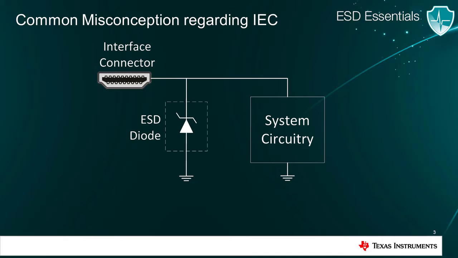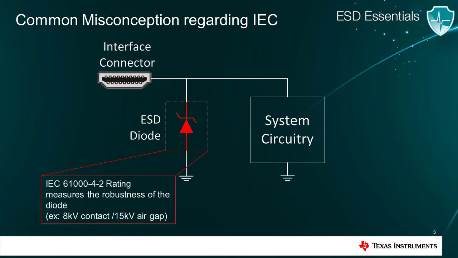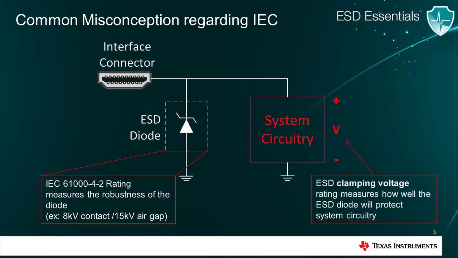In the last video, we covered the IEC 61000-4-2 rating and how it quantifies the robustness of the ESD diode itself. However, one common misconception is that the IEC rating of the diode guarantees protection of the entire system up to that IEC level, 8 kV, 15 kV for example. In reality, the IEC rating only shows what the diode itself will survive, while the clamping voltage of the diode will quantify what voltage system circuitry will be exposed to.